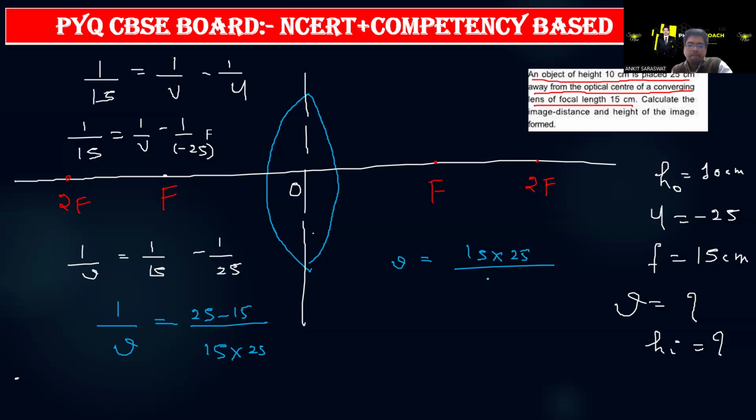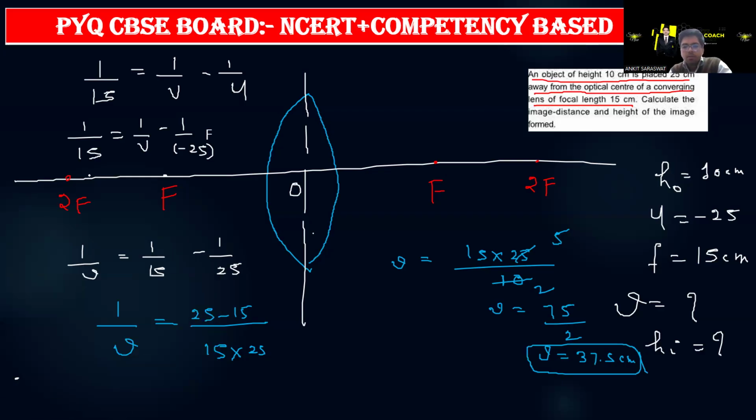And 25 minus 15, how much? Tell me. Do fast. Is it 10? Am I doing right? Check. 5 twos are 10. 5 fives are 15. So how much? 75 by 2. It comes out to be 37.5 centimeter. Okay?